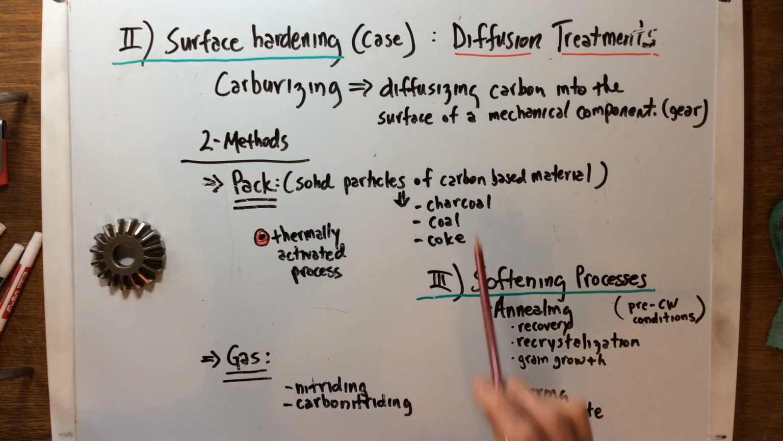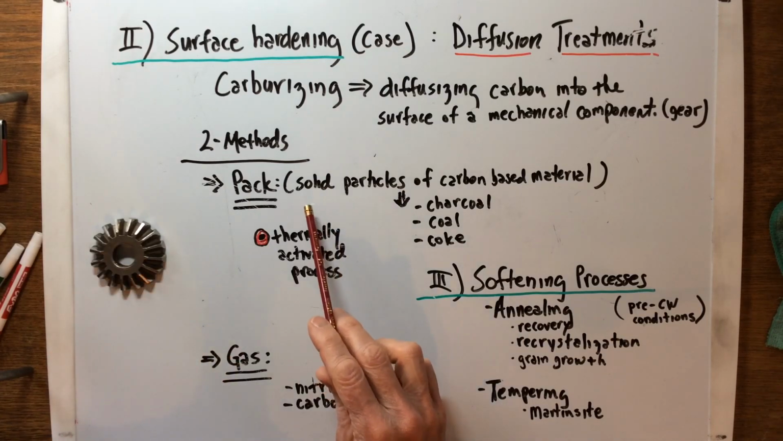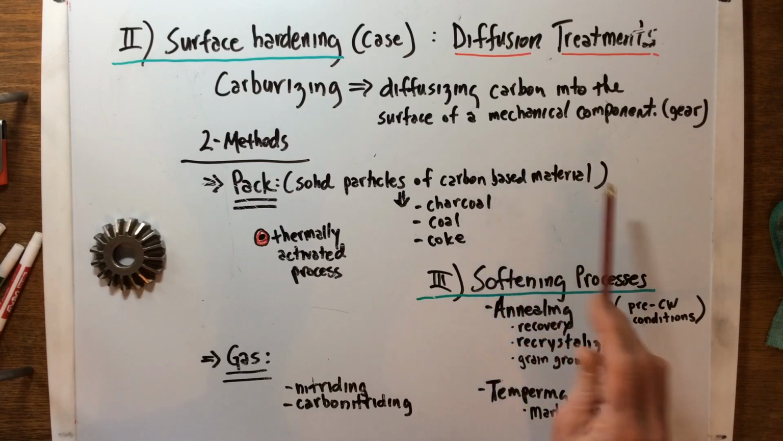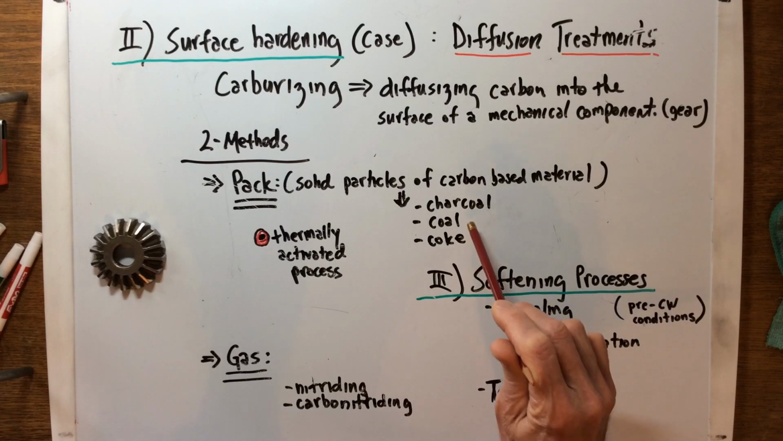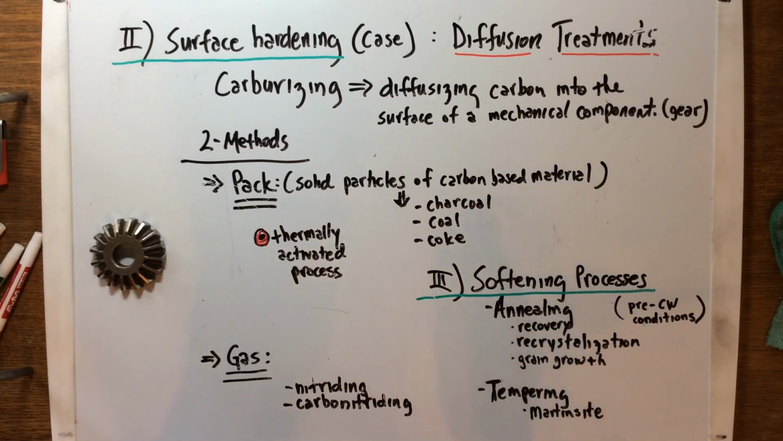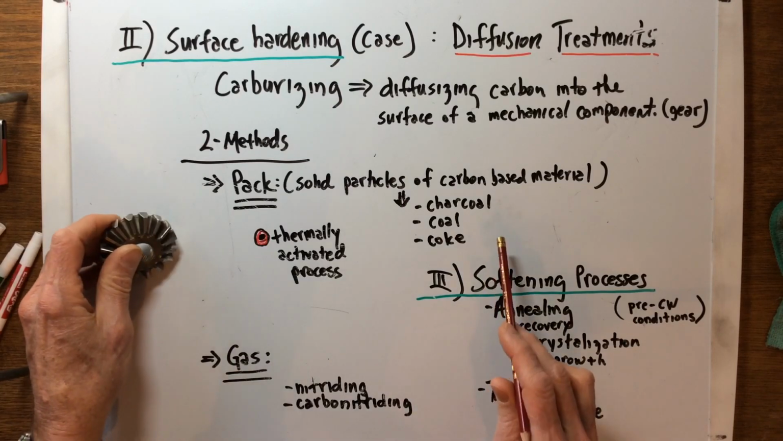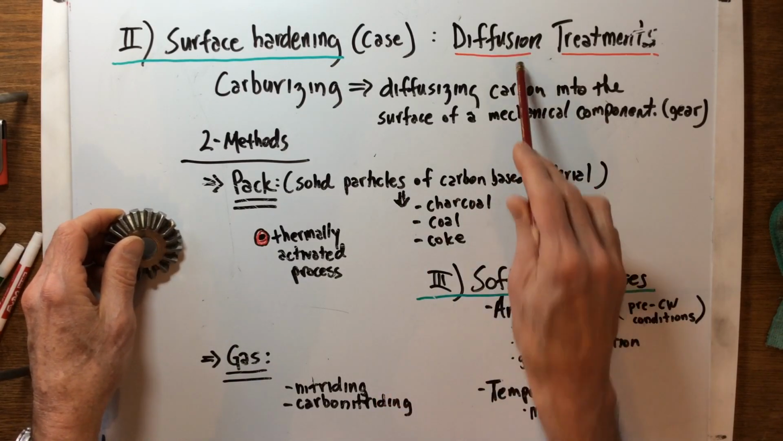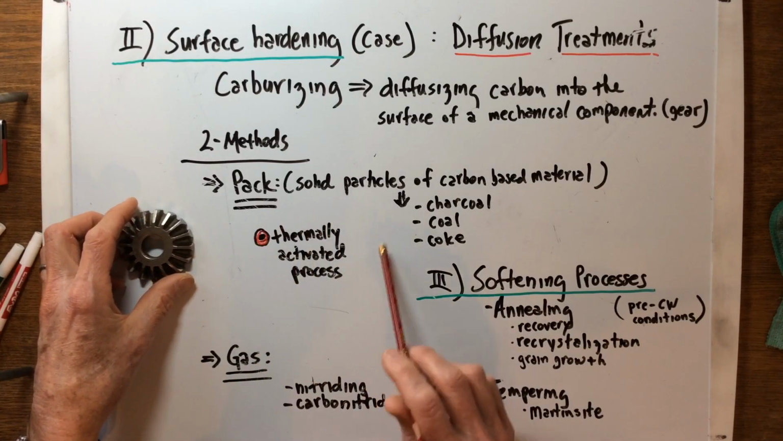So, the two methods to do this. There's one called a solid method, which uses solid particles of highly carbonaceous, carbon-based material, which usually is in the form of charcoal or coke or coal or something like that. Those are small particles, and they are packed around a component like this gear. Now, the only thing that's lacking is that, because diffusion is a thermally activated process, we have to add a certain amount of heat to this whole process.